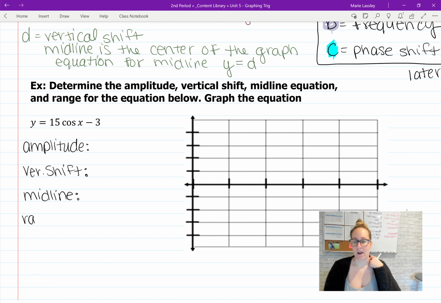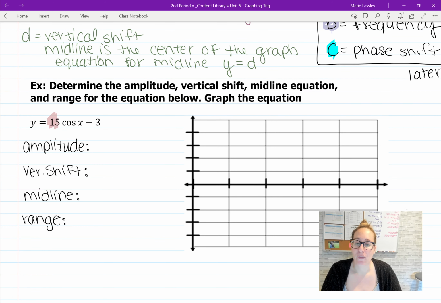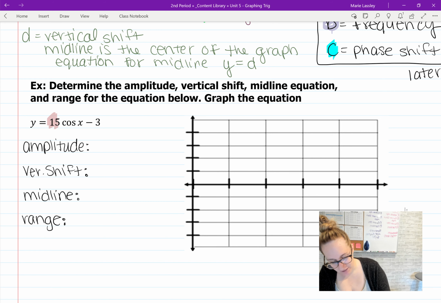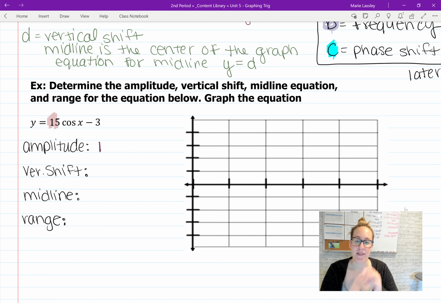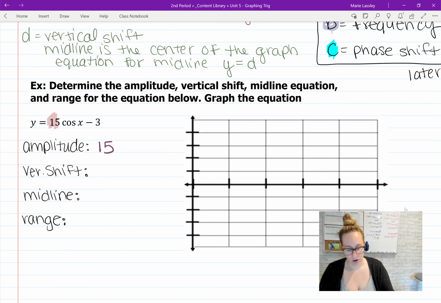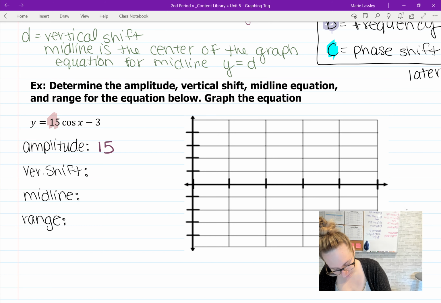Our amplitude is that a value, the number that is out front. For our problem, that's going to be 15. That means that when we graph our function, we're going to be 15 up and 15 below whatever that middle line of our equation is, whatever our midline is. Moving on, we have our vertical shift. We are going -3 vertically, so we're shifting down 3.